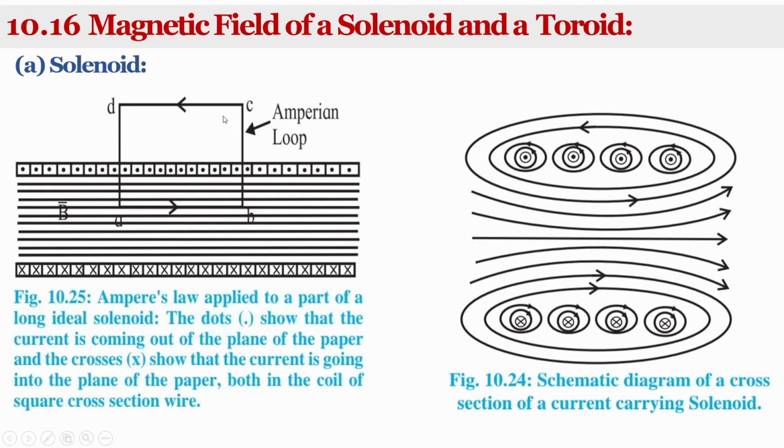Then the next point is the magnetic field of a solenoid and a toroid. At first we will discuss the solenoid.